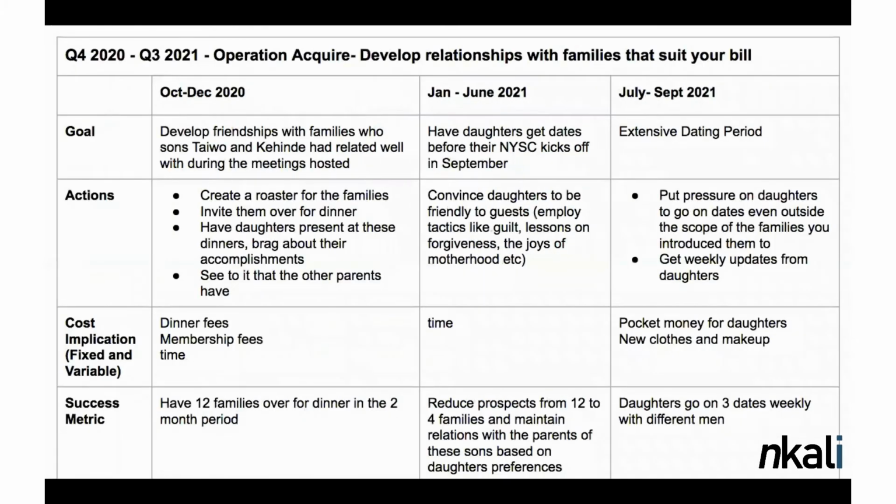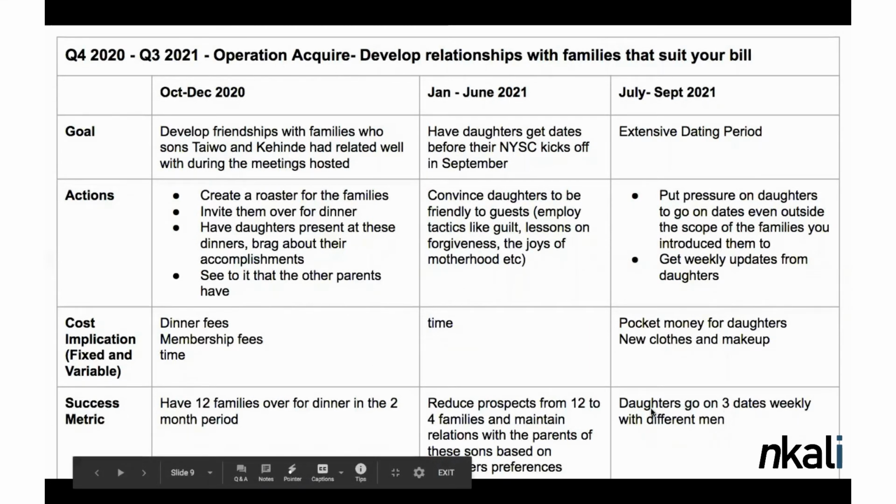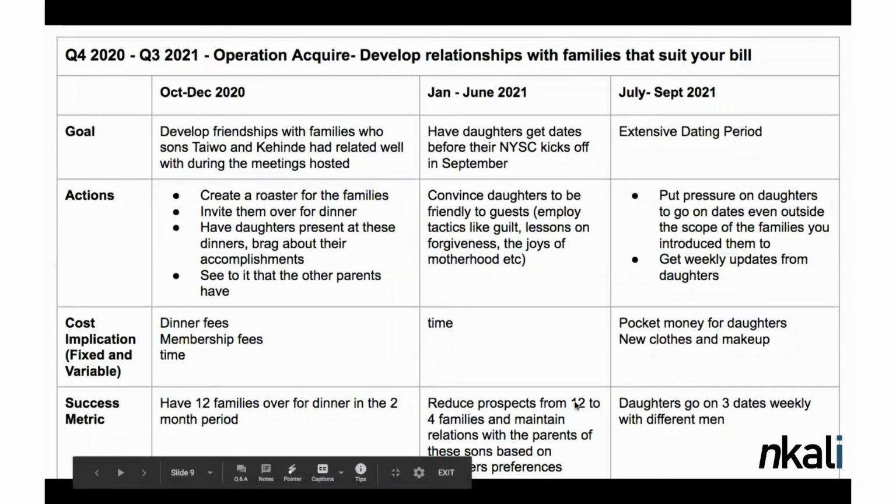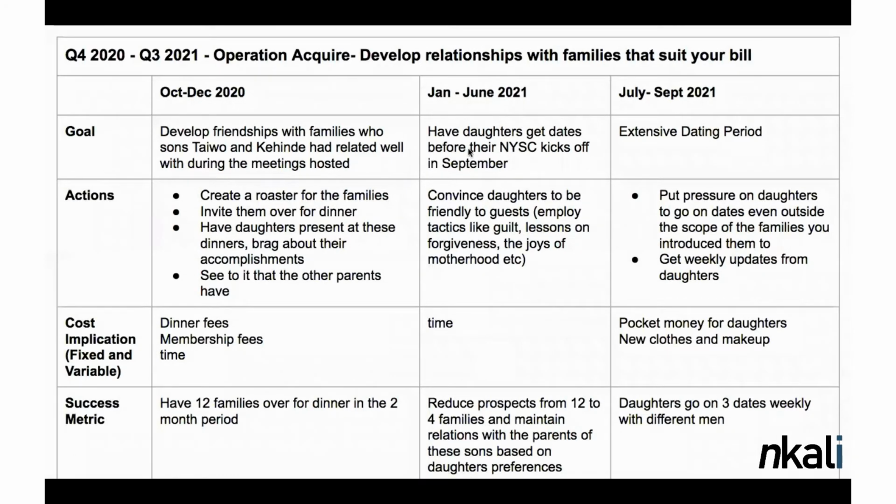So for example, here, July to September 2021, when it was Operation Acquire, one of the success metrics down here was daughters go on 3 dates weekly with different men, right? And have the daughters get dates before their NYSC kicks off in September. Convince daughters to be friendly, employing tactics like guilt, lessons of forgiveness, and the joys of motherhood. What this will take is time. Reduce prospects from 12 families to 4 families and maintain a relationship with the parents of the sons based on their daughters' preferences. Now, this is a breakdown of whatever her former goal was.